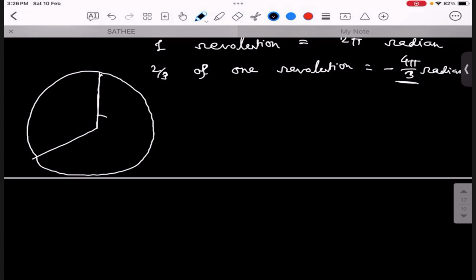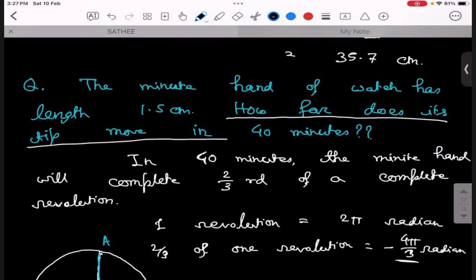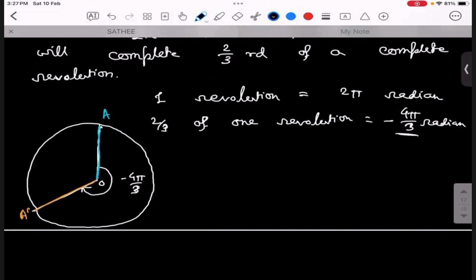Okay, so this completes this revolution, and the angle will be minus 4 pi by 3. So this is our starting point, and this is our ending point. The ending point is A dash, the starting point is A, and this is O. What we need to find: we are aware of this length, and we are aware of this length. It is the length of the minute hand, which is 1.5 centimeter. Similarly here it is 1.5 centimeter.